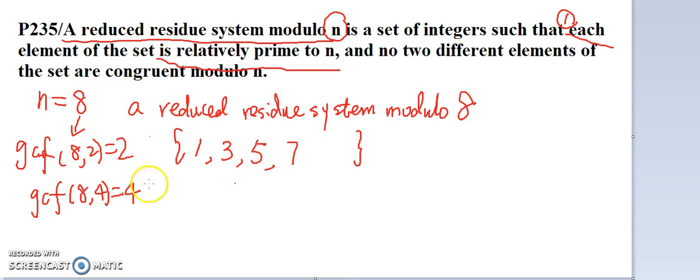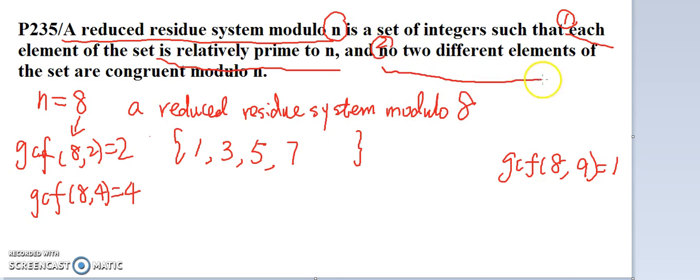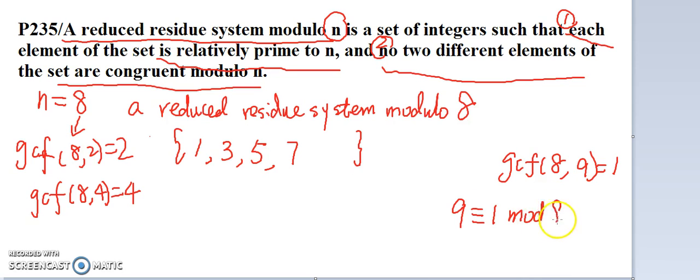But what about 9? You may say the greatest common factor of 8 and 9 is also equal to 1. So should we put 9 in here? We will not. Why? Because there's a second condition: no two different elements are congruent modulo n. Because 9 and 1 are congruent modulo 8. By definition, 9 minus 1 is divisible by 8. So 9 is congruent to 1, because when 9 is divided by 8, the remainder is 1.